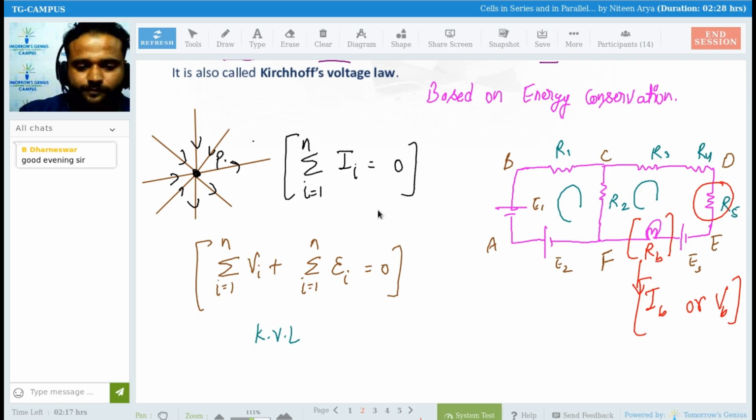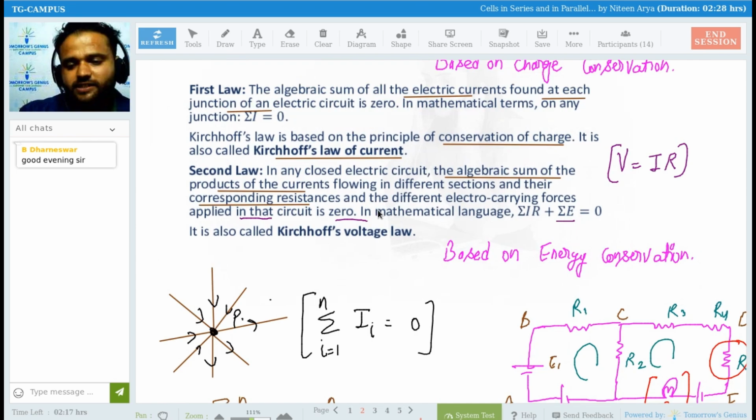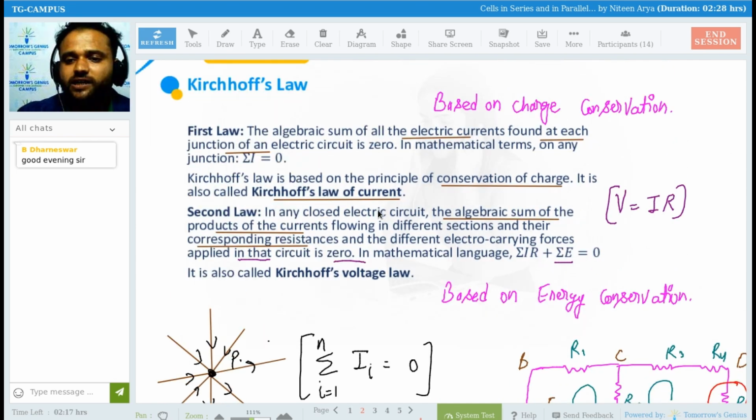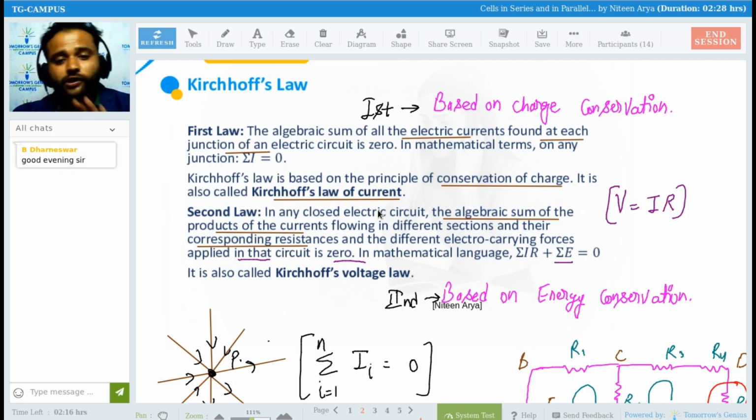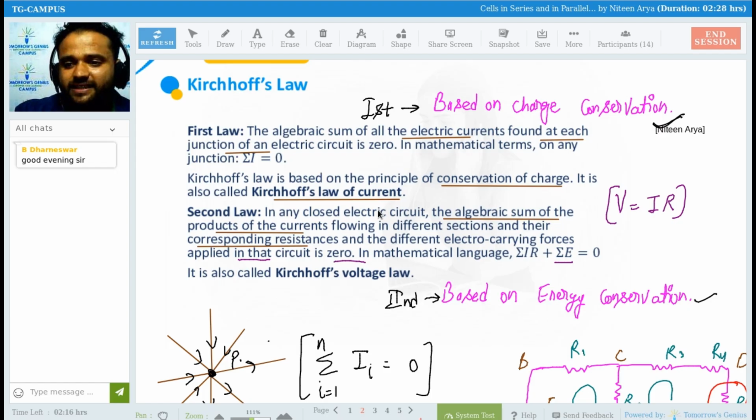Okay, so we have two kinds of laws. The first is based on charge conservation, this is your first law, and the second one is based on energy, that is your second law. So if you don't remember anything, at least remember this, or instead of remembering, understand this. Okay. Is this clear, everyone, till now?